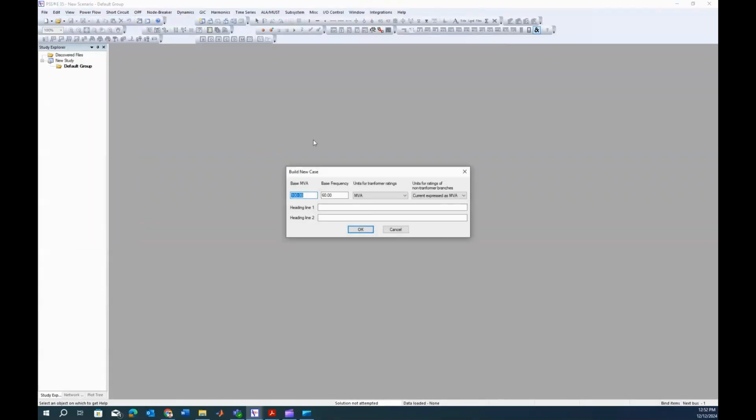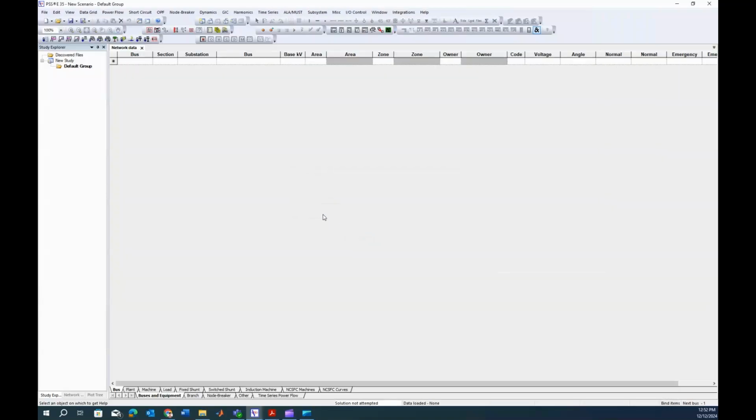Once you say that you want to create a case data, that gives you a pop-up saying Build New Case. We always go for 100 MVA as base and 60 Hz as frequency, and you don't have to change anything here. Just say OK. After that, you can enter the information about your network.